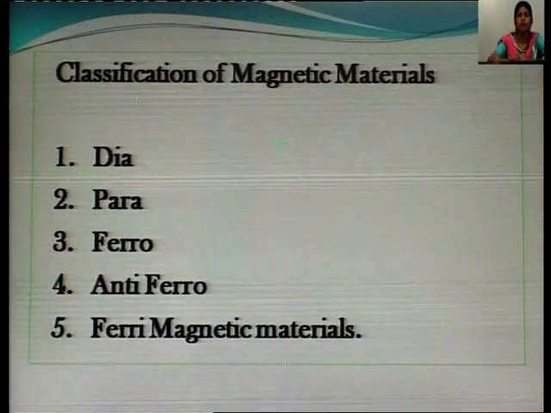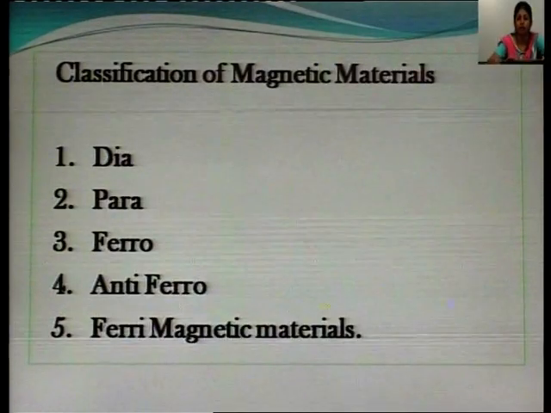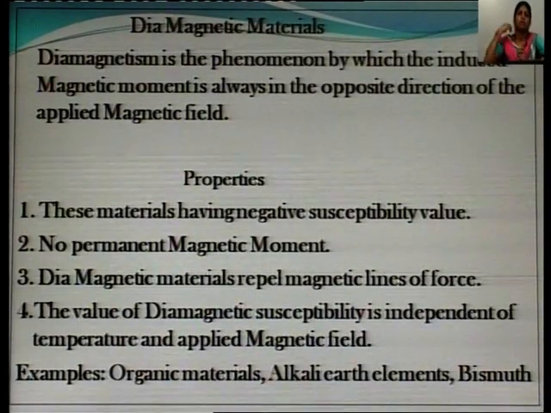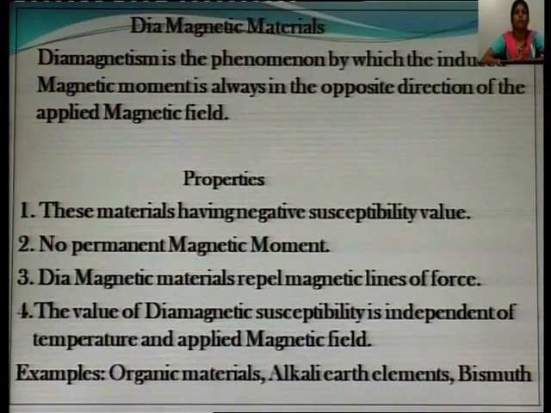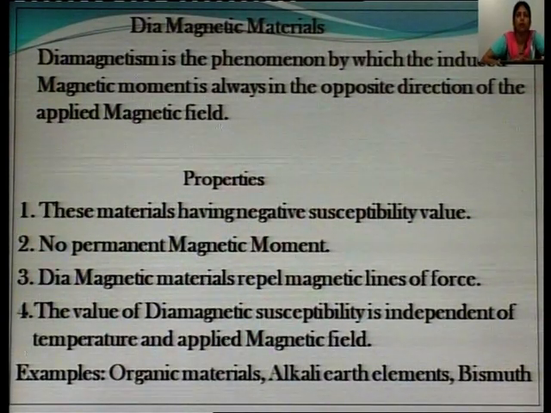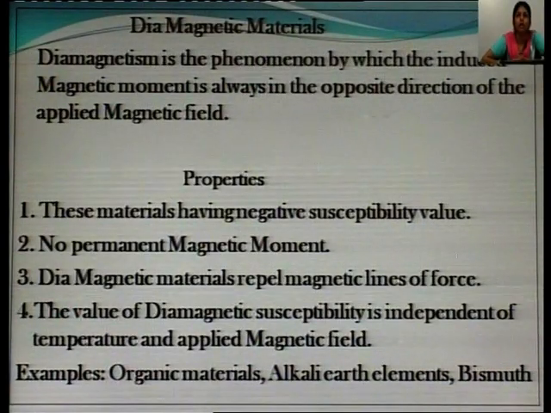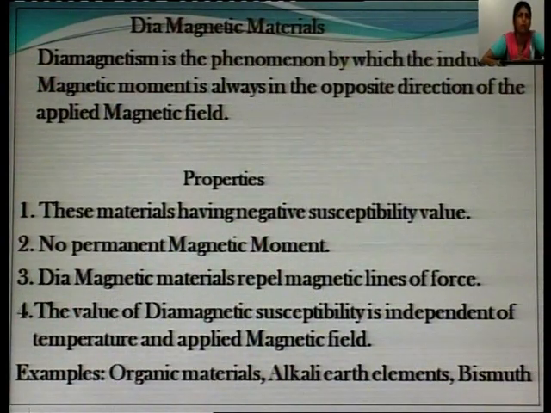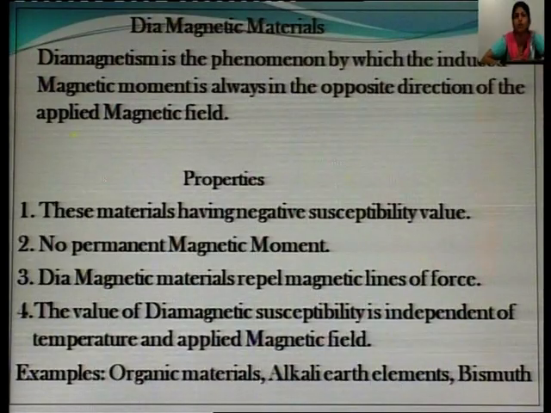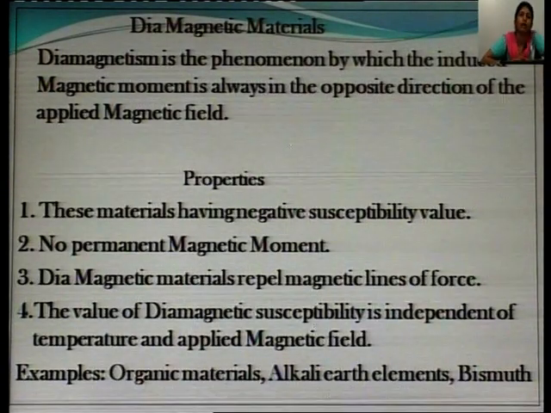So, let us discuss all of these categories one by one. The first is diamagnetic material. Diamagnetism is the phenomenon by which the induced magnetic moment is always in the opposite direction of the applied magnetic field.